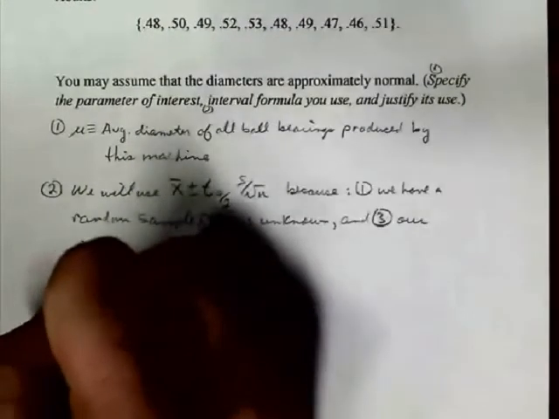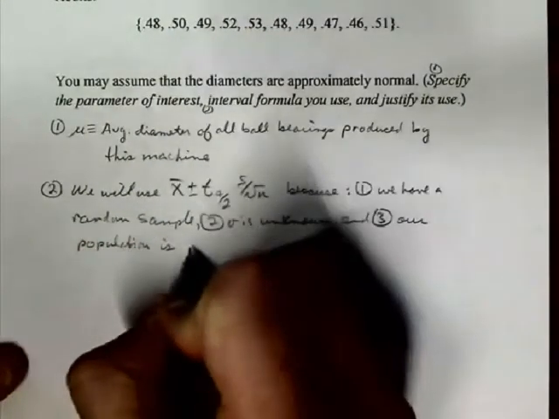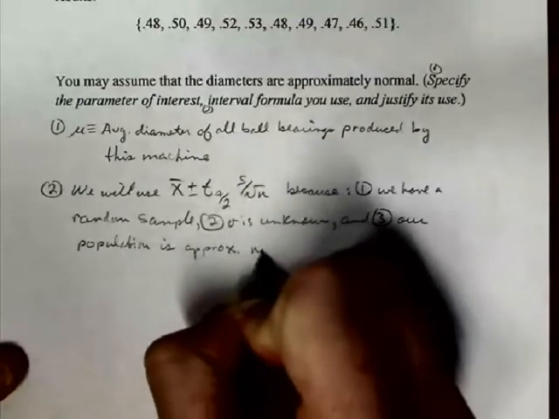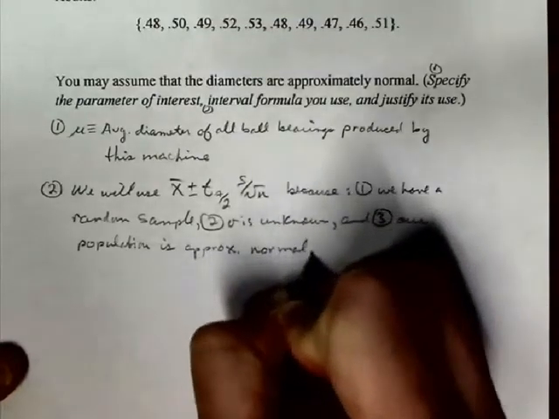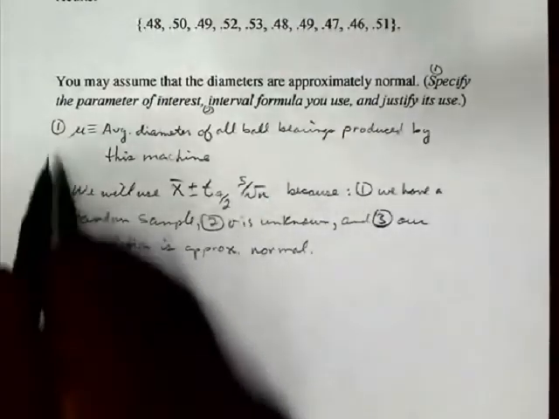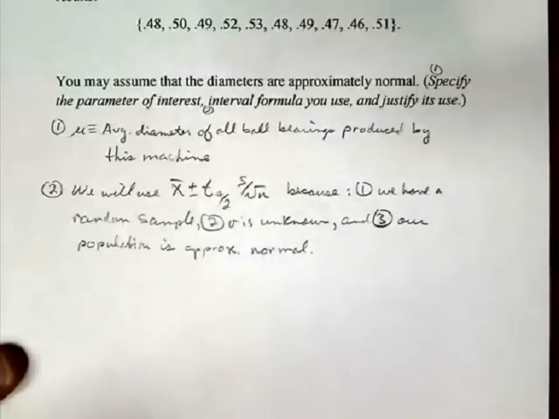Our population is approximately normal. Okay, I hope I didn't confuse you. This 1, 2, and 3 are different than these, but these are the 3 reasons that allow us to use this formula here.